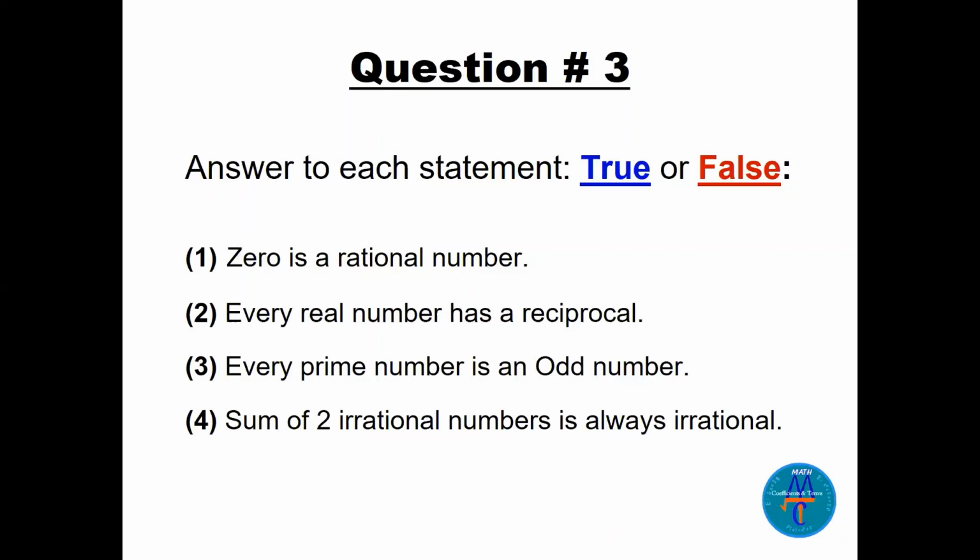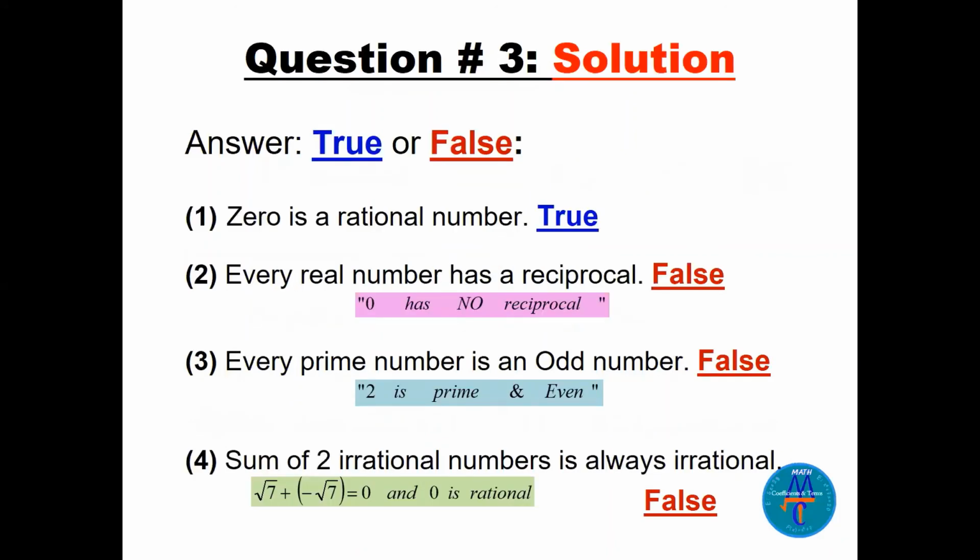Okay, every prime number is an odd number. A prime number can be divisible only by itself and 1. The answer is no, because 2 is prime and even. See, I put here the reason why this is false. 2 is prime and even.